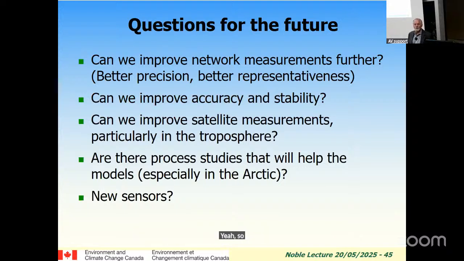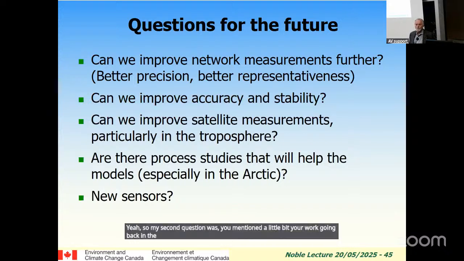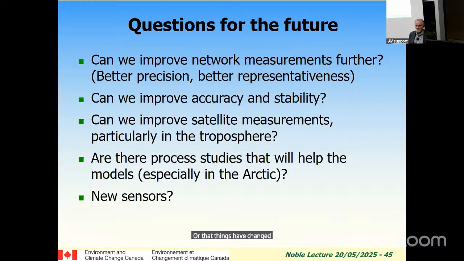Yeah, so my second question was, you mentioned a little bit your work going back in the data record and looking at stuff from the past and reevaluating. I was wondering if there were any major conclusions or results from the past that you've reevaluated and it turns out not to be true, or that things have changed based on reevaluating that data.